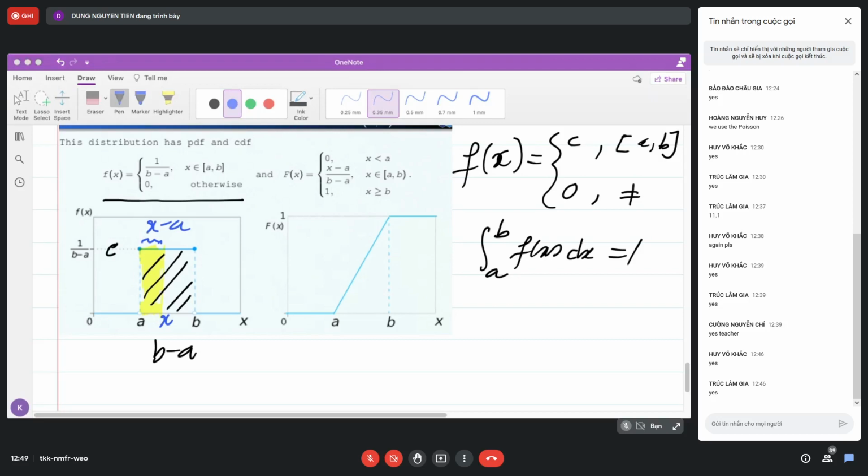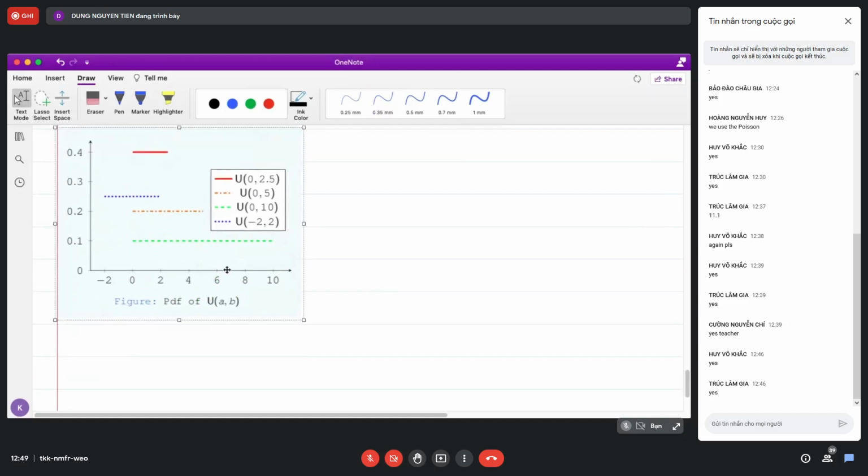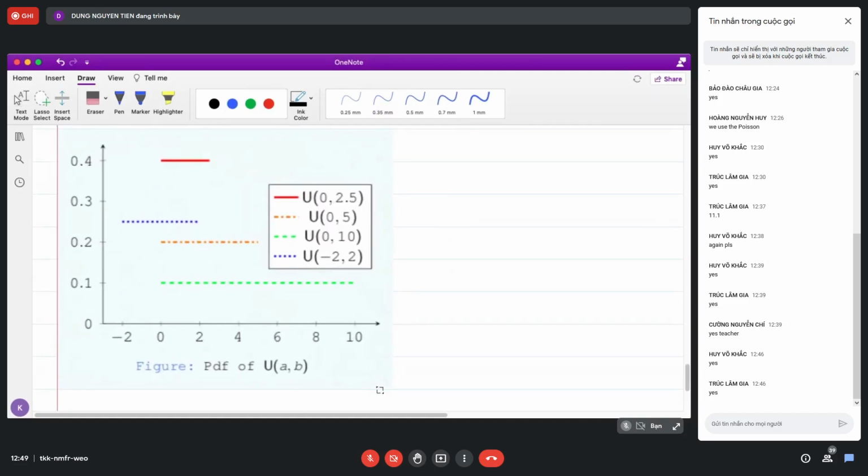Now I want to show you some specific uniform distributions. You can have a look at them over here. In this graph, there are 4 uniform distributions. The red one is showing the uniform distribution on the interval 0 to 2.5. The orange one gives you the uniform distribution on the interval 0 to 5. The green one gives you a uniform distribution on the interval 0 to 10, and blue gives you a uniform distribution on the interval -2 to 2. Okay.